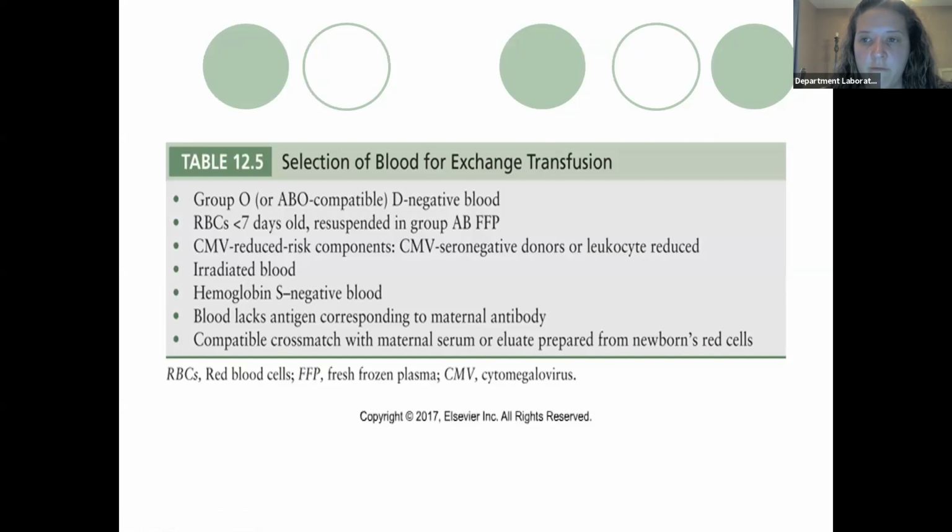So I took this chart from your textbook. It just kind of explains selection of blood products. Again, group O, Rh negative, or you could potentially use whatever ABO compatible with mom and baby. Red cells that are fresh, between 5 to 7 days old. And then again, we'll resuspend in AB FFP. And then antigen negative and cross-match compatible with mom's plasma or baby's plasma or the eluate.